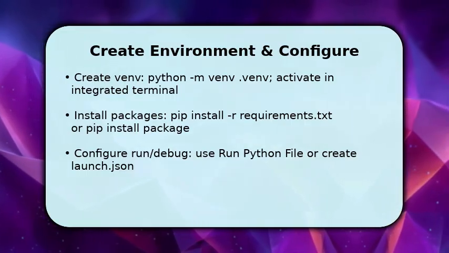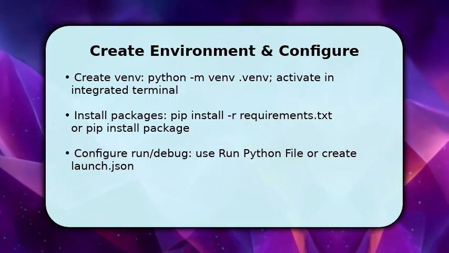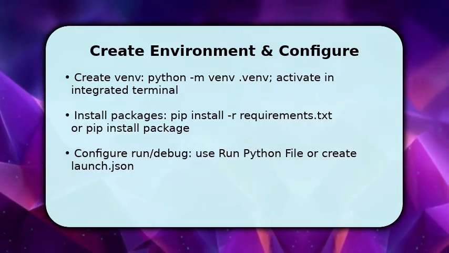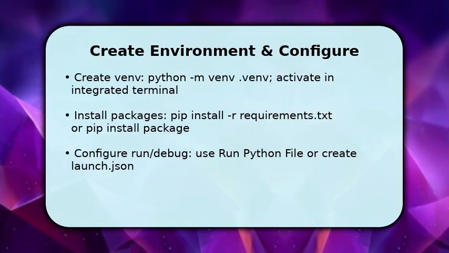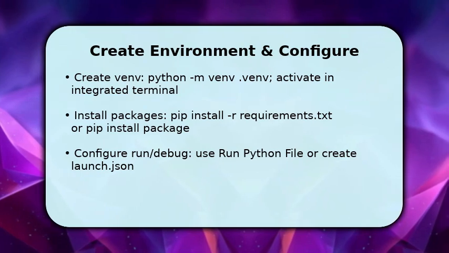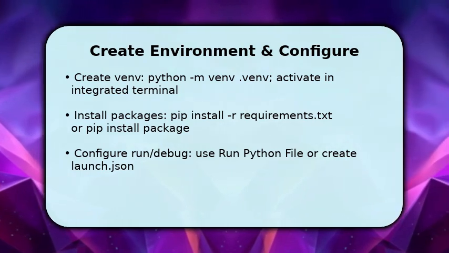Next, configure how you run and debug. Use the Run Python File command for quick runs or add a launch.json for breakpoints, args, and environment variables. This lets you step through code, inspect variables, and reproduce runs reliably across machines.